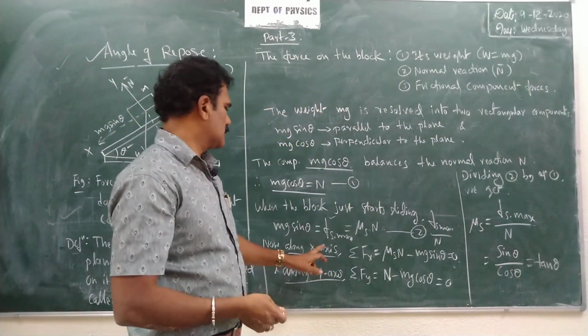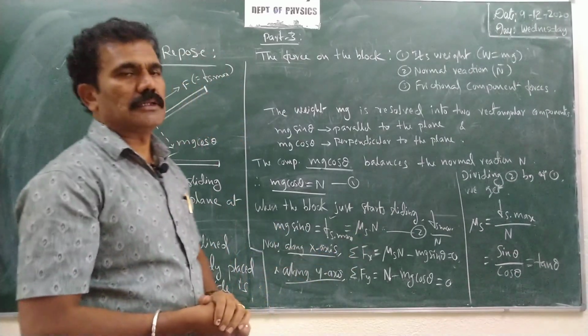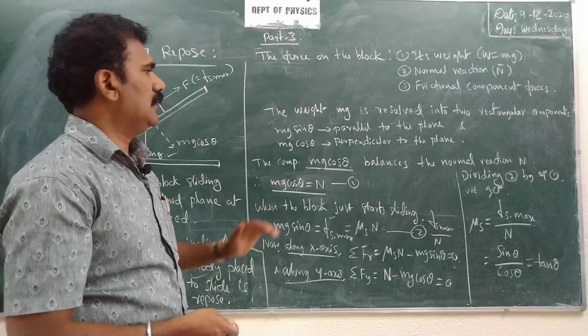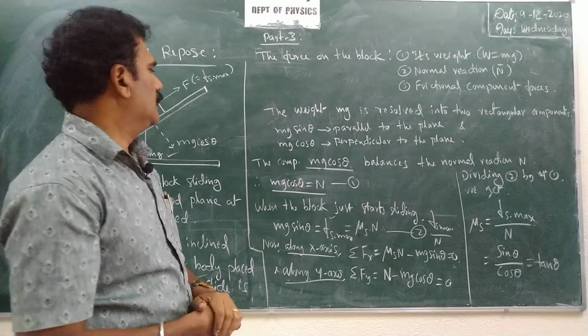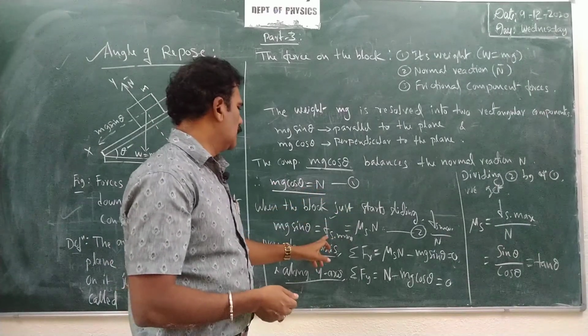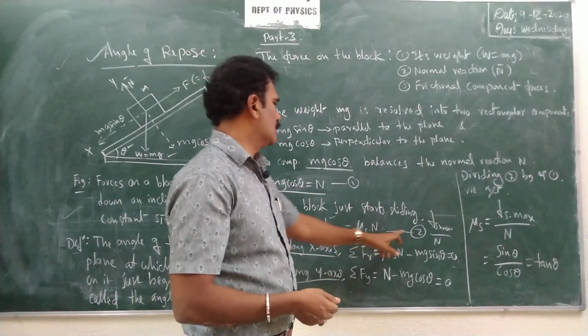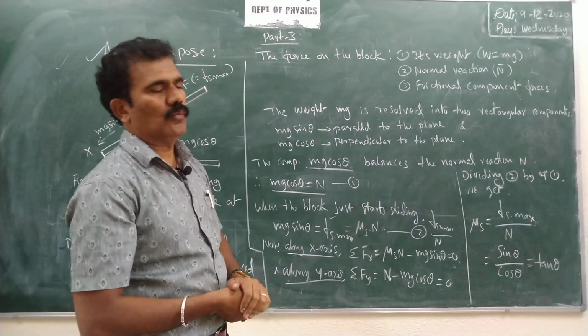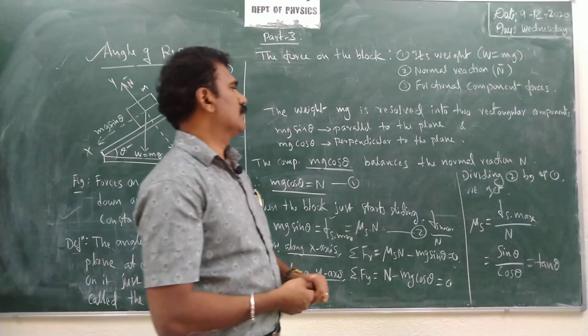So along the x and y axes, like that you can consider the total net forces, sigma fx and sigma fy. If I number the equations, mg cos theta is equal to n as 1, and the other equation, fs maximum is equal to mu s n, as 2. Then you can divide equation 2 by equation 1. So dividing equation 2 by equation 1, what do we get?